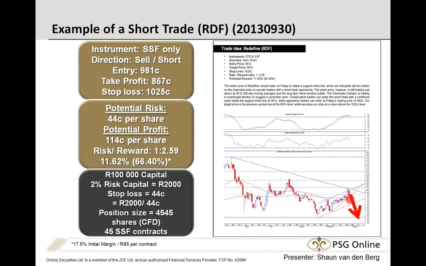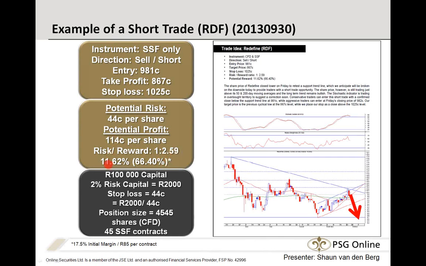This is Redefine, another short trade we just put on recently. We've still got an open position here. Again, we're anticipating a breakout out of this, call it rising wedge formation. It was 981 was our entry level. Our take profit was the previous low, 867. Our stop is just slightly above that, 10.25. So I've got a potential of 44 cents risk. I'm willing to risk 44 cents to make 1 rand 40. That's how I got this risk reward ratio of 2.59.